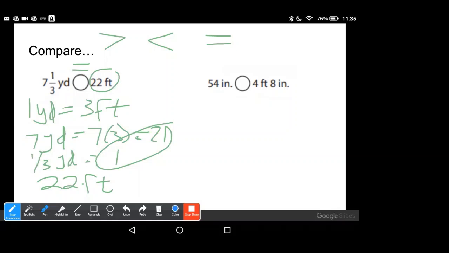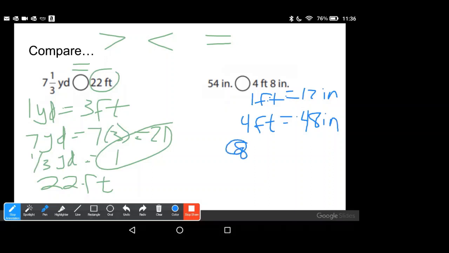Okay, so let's do this other one over here. 54 inches and 4 feet 8 inches. Like I said, it doesn't matter which way you convert. To me, converting from feet to inches is easier. I don't know why. I know that 1 foot has 12 inches. So 4 feet would have 4 times 12, which is 48 inches. And then 8 inches, I'd add that onto here. So that's 56 inches. So 4 feet 8 inches is the same as 56 inches, which is slightly bigger than 54 inches. So my answer is less than.